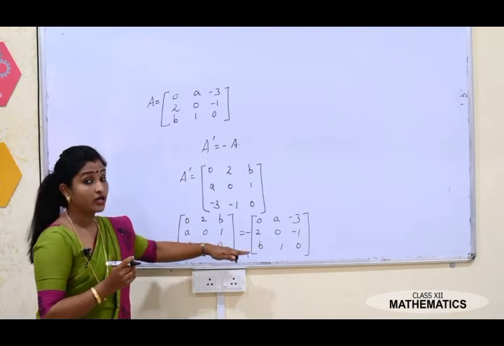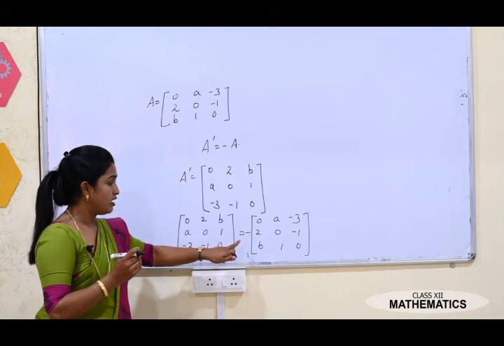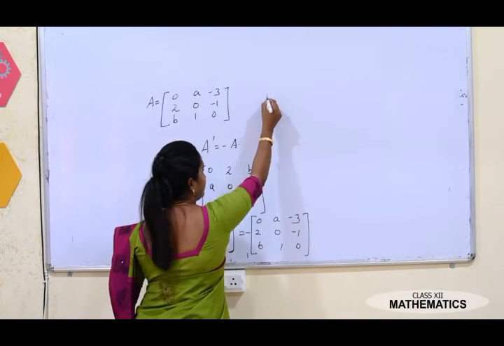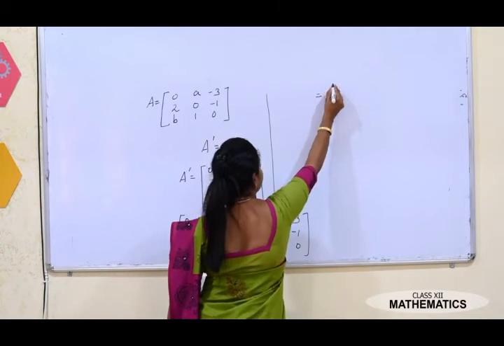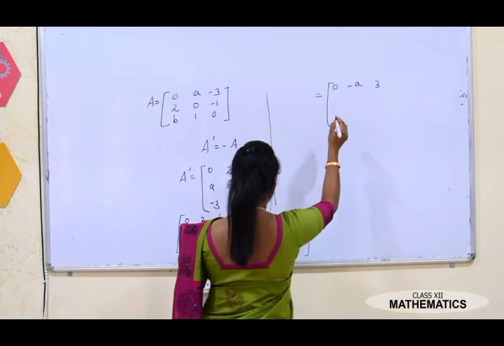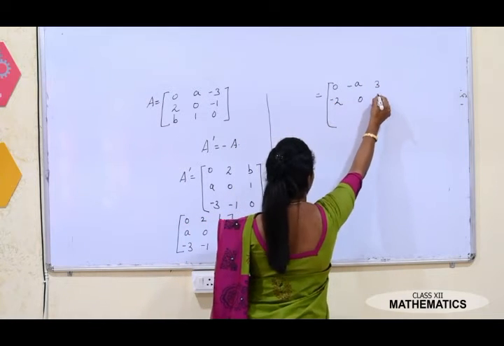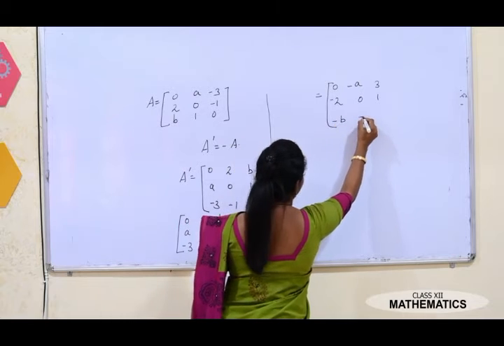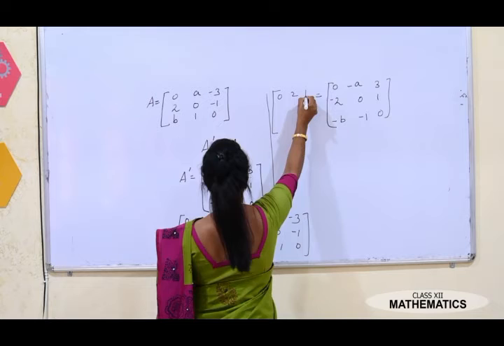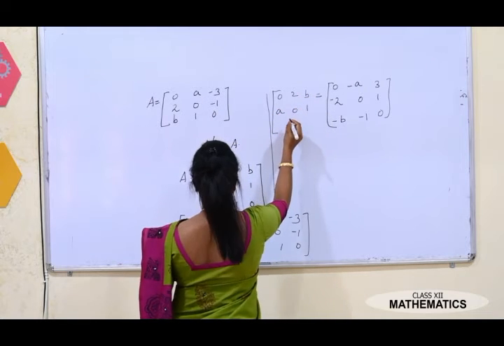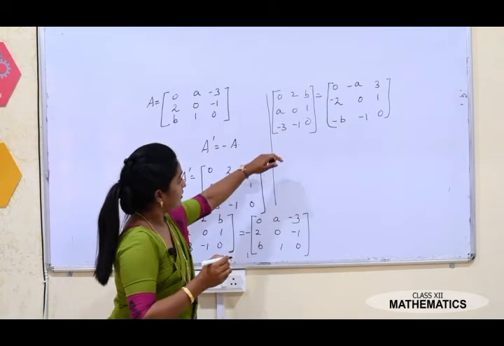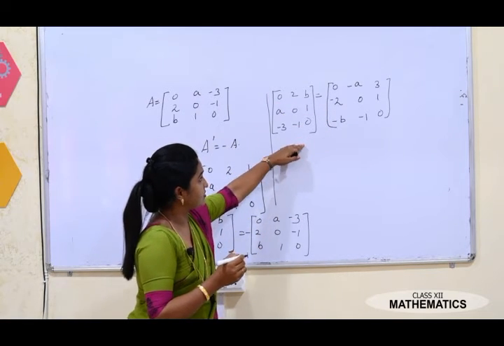Now see, you have to equate, you know the equality of matrix. First what you will do, you multiply with a minus sign. So when you multiply with a minus sign, it will become what? You will be getting 0, minus a, 3, minus 2, 0, 1, minus b, minus 1, 0. Okay, and here it is 0, 2, b, a, 0, 1 and minus 3, minus 1, 0. Now look at this matrix, this matrix is equal to this matrix.